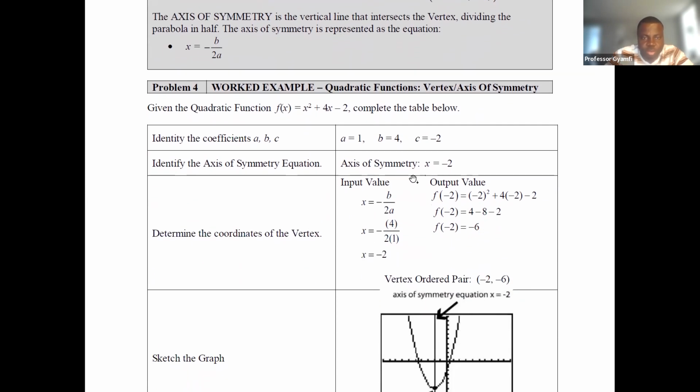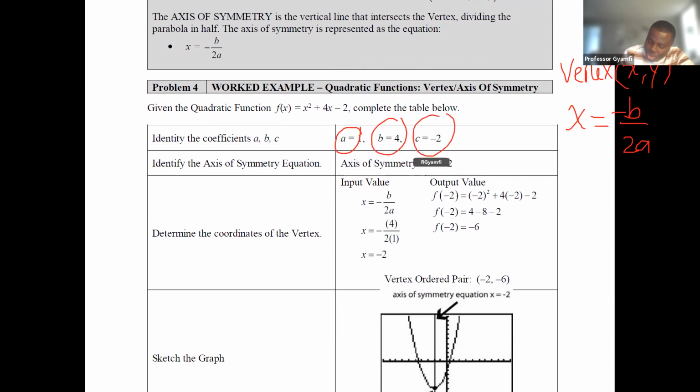So with this, let's find the vertex. My vertex is going to have x and y. Now my x is going to be -b over 2a, right? Now a is 1, b is 4, c is -2. So x equals -b, -4, over 2a. What is a? 1. So we have 2 times 1. So I have -4 over 2. And what does that give me? Negative 2.